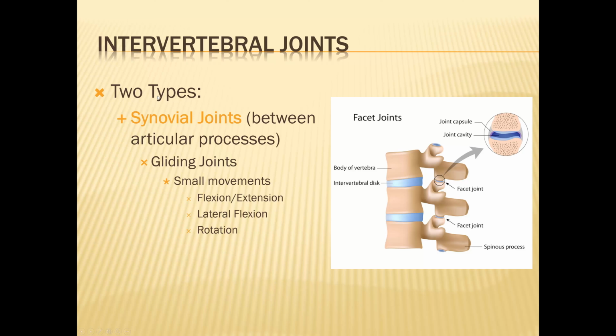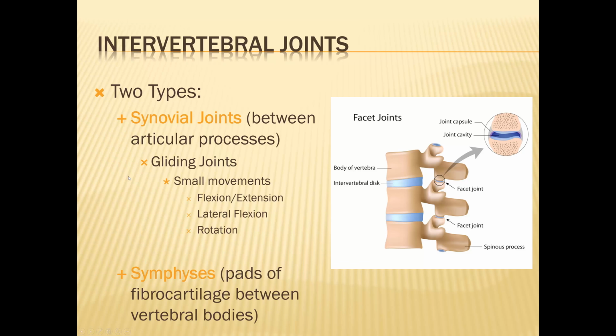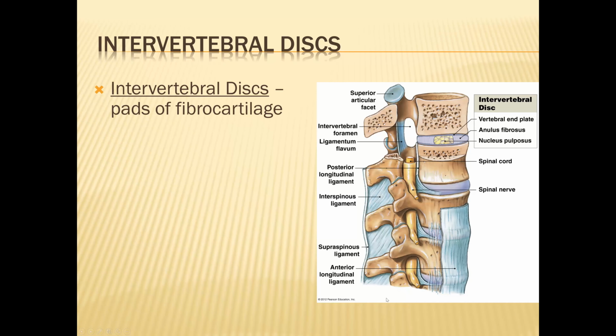And then the other type of joint that you have in your vertebral column are symphyses. Remember, this is a type of amphiarthrosis, and these symphyses are where you have a pad of fibrocartilage between adjacent vertebral bodies, and we call these intervertebral discs. So if we take a closer look at the intervertebral discs, again, these are the pads of fibrocartilage between the vertebral bodies of the vertebral column.